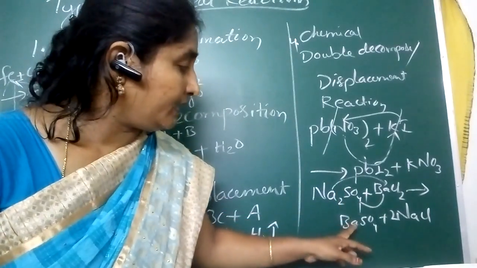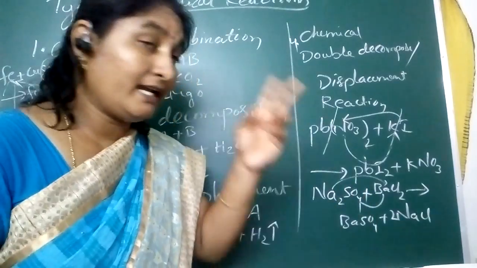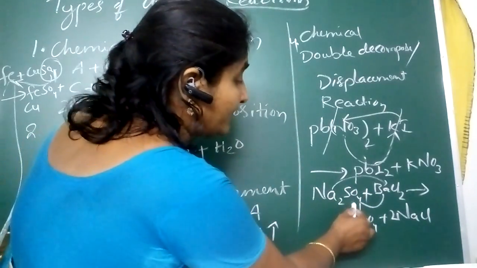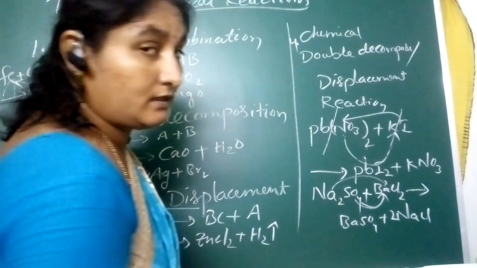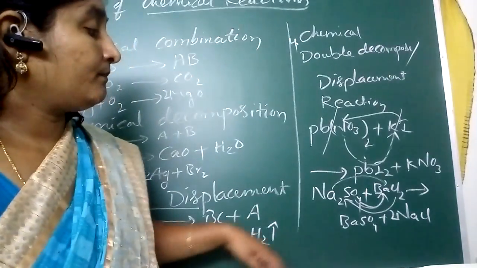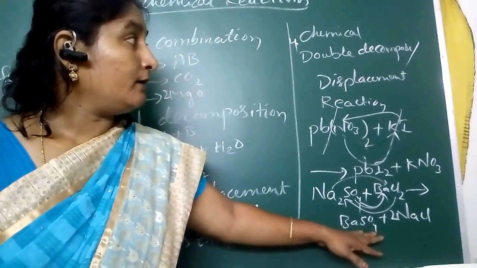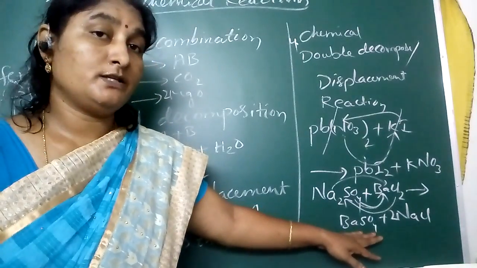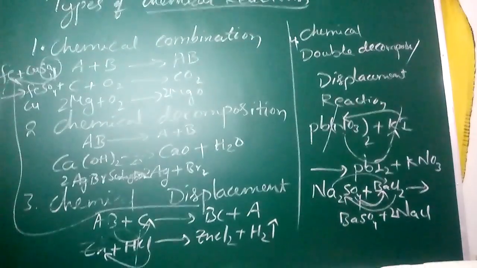This is completed. Sodium sulfate and barium chloride combined with each other, and here 2 times displacement takes place. The sulfate will be displaced from here to beside the barium, and chlorine will be displaced from here to beside the sodium. So barium sulfate and sodium chloride will be formed, by double displacement or double decomposition reactions. Okay, thank you.